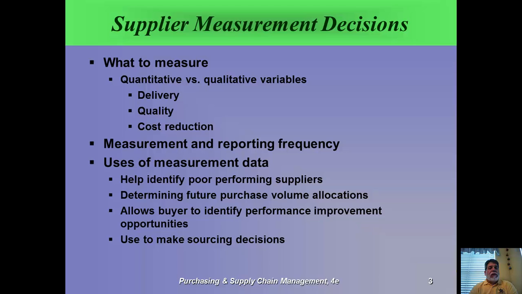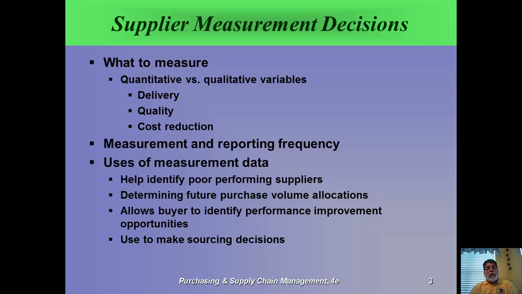And they're going to fit into the areas of delivery, quality, cost reduction, and there's going to be other areas too. We need to determine how often we're going to measure and how often we're going to report. There are some things that you probably need reports generated maybe once a month or once a week, maybe even just once a year. It all depends, and it's something that management needs to make as an internal decision.